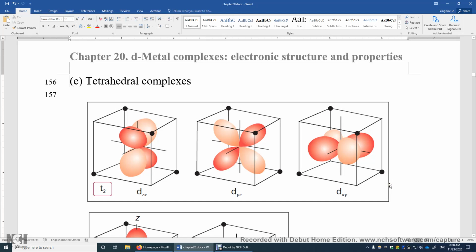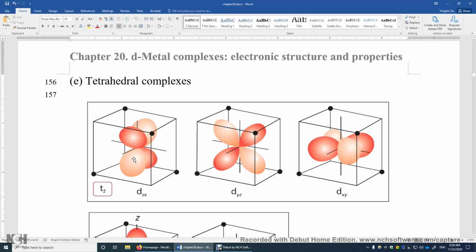Section 20.1, Crystal Field Theory. E. Tetrahedral complexes. In a tetrahedral complex, there are 4 ligands, and these 4 ligands are modeled as 4 point negative charges. 1, 2, 3, 4. So you need to draw a cube first, and then put these 4 point charges on these 2 corners, and then on the bottom, these 2 corners.